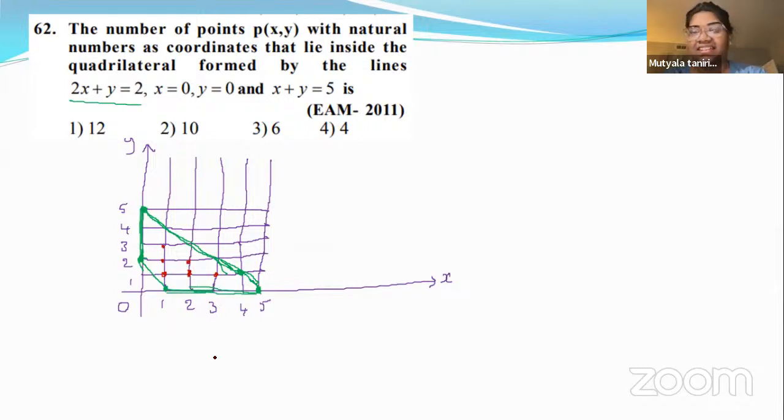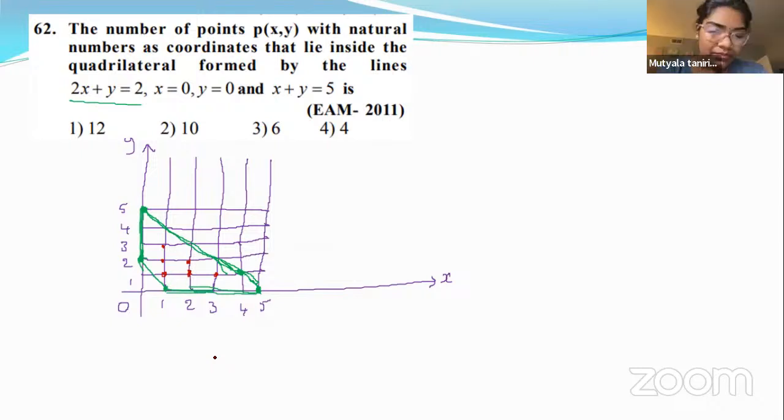Yes, sir. You got 4 how? Sir, I thought that I have to check only the points inside the quadrilateral, I mean the area. I thought I should only check that. So I checked 4 inside the quadrilateral. It's very interesting. And this question came in the MCET exam.